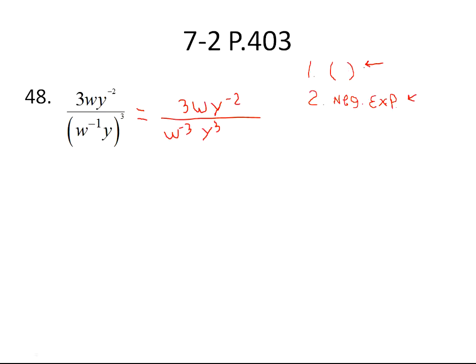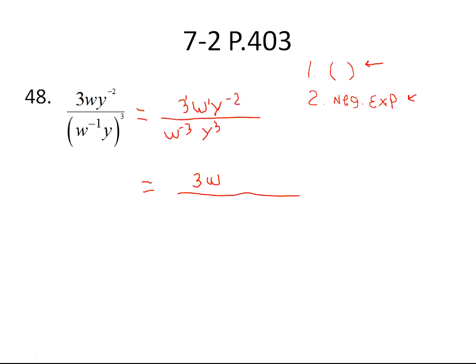Okay, so we've gotten rid of the parentheses, and now we want to get rid of the negative exponents. So in the numerator, we go from left to right. It's a good idea to go in a certain order so that you're always doing the same thing. So the 3 has a positive exponent of 1, so we're going to keep it up there. The w, another positive exponent of 1. So remember, those 1s are automatically there.